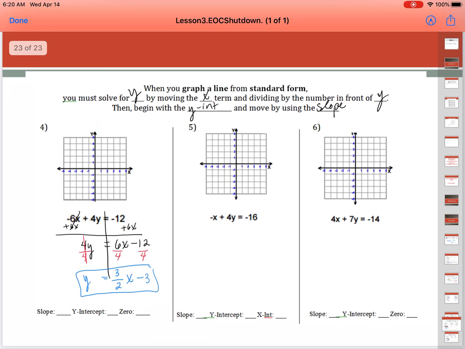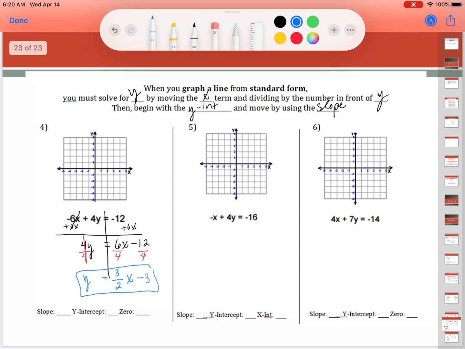So now that we have solved for y, we have a slope. The slope is the number that's in front of the x. We have a y-intercept. The y-intercept is the number in the back. Then we graph it. Start with the y-intercept on the y-axis, move with the slope, and then you can figure out where the 0 is. Super easy.